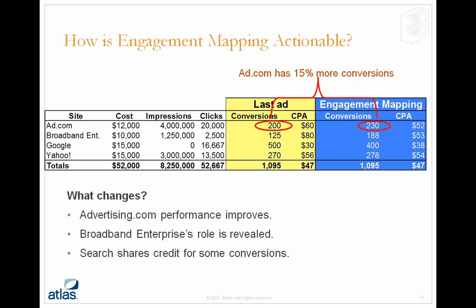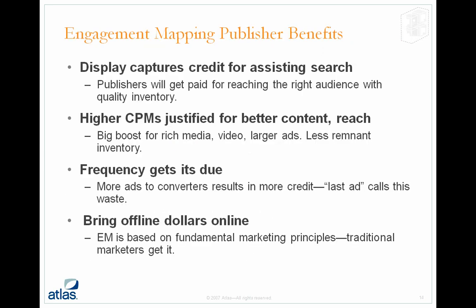So, again, what changes here is a big swing in the conversions and the CPAs. For advertising.com in this example, the CPA goes way down, and it looks like a much better performer and is much more likely to stay on the buy. The key thing is that last bullet point: search is going to share credit for some of its conversions. There are some conversions that search gets by itself, and other conversions where display helps it out, and those converters deserve to have their full story told.